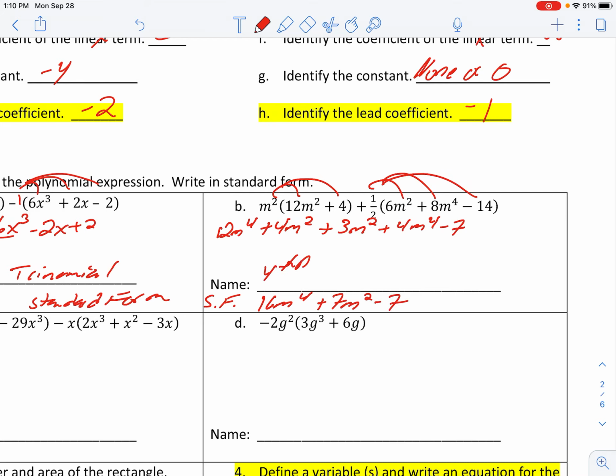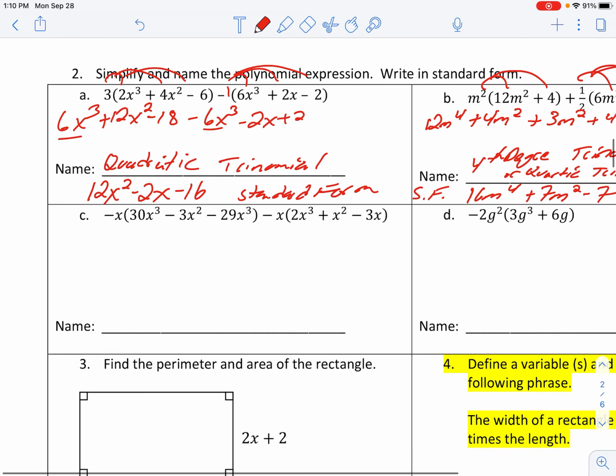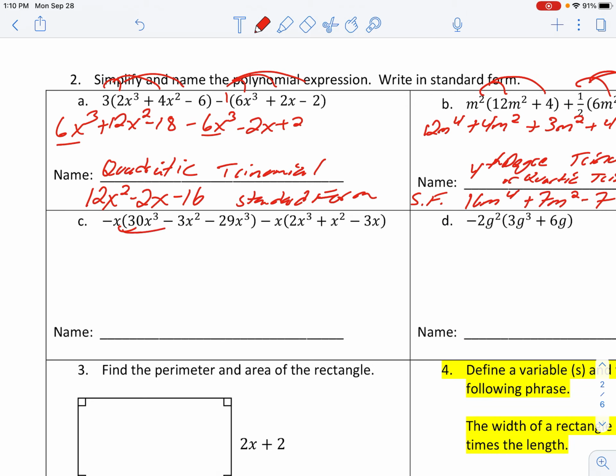So we end up with a 4th degree trinomial. Or another way to say 4th degree is also to say quartic trinomial. Either one is fine. Letter C, same deal. I get a -x out in front, so I'm going to distribute that -x and another -x. Okay, -30x to the 4th plus 3x to the third plus 29x to the fourth. Watch your negatives. It's easy to mess up those.